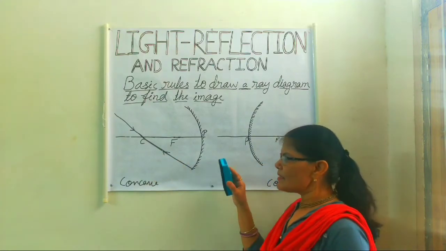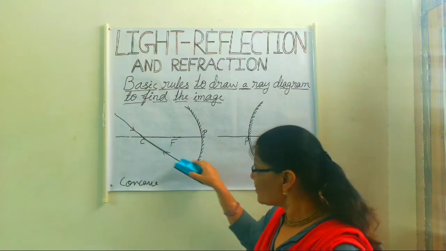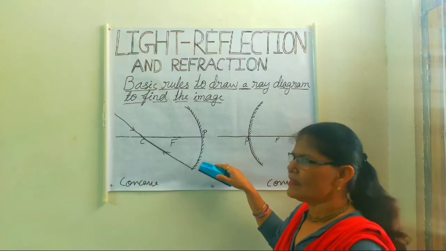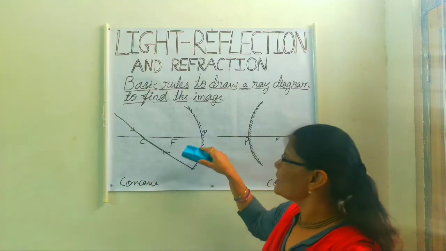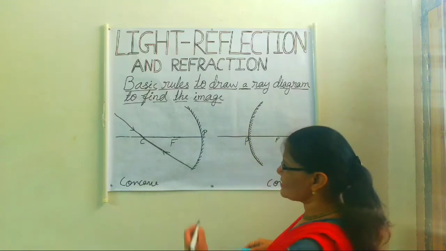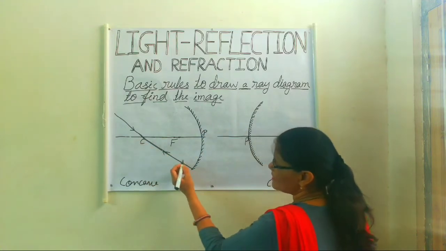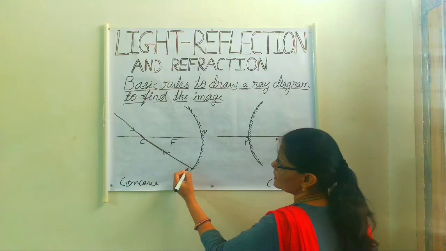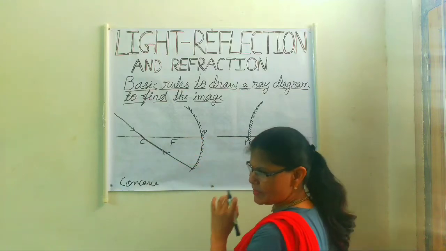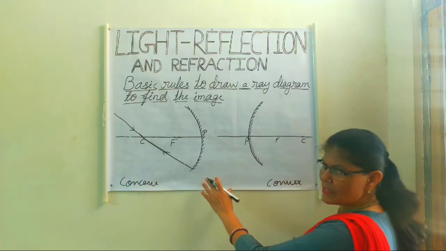This is because the incident ray strikes the mirror at normal to the mirror. This is the normal. It strikes the mirror at 90 degrees to the reflecting surface of the mirror. So this is in the case of concave mirror.